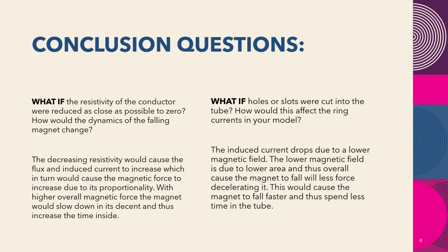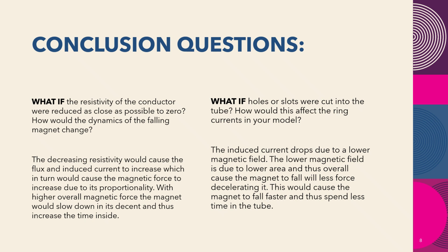So if the resistivity of the conductor was closer to 0, how would this affect the dynamics of the magnet falling? If it was closer to 0, then the flux would be increased, which would cause the magnetic force to increase with its proportionality. This would cause an overall higher magnetic force, and the magnet would slow down in its descent, leading to more time inside the tube.